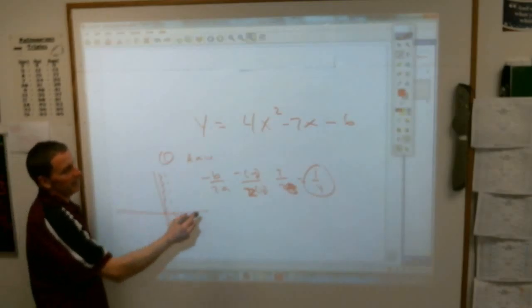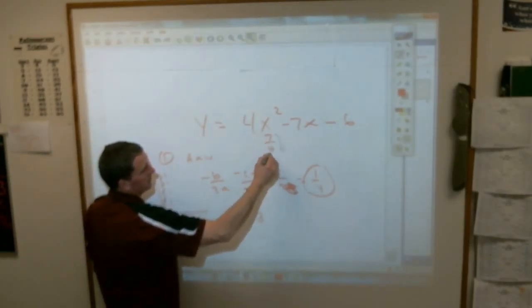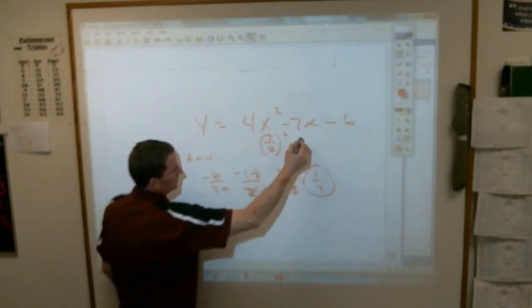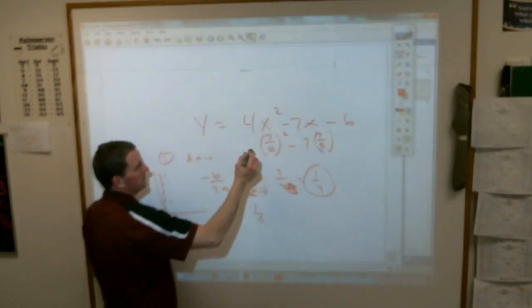So then, in order to find that minimum, I'd have to take 7/8 and put it in for x. And this is where things get really bad and you'd want to use your calculator. Not that you couldn't do this. Let's do it just because I think we can.